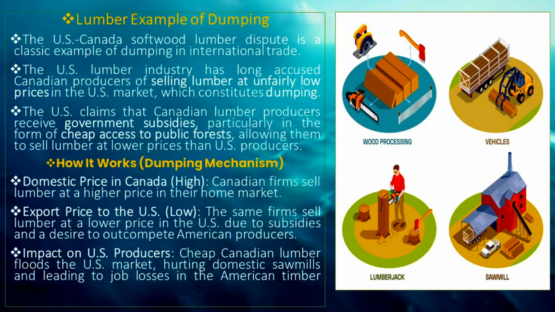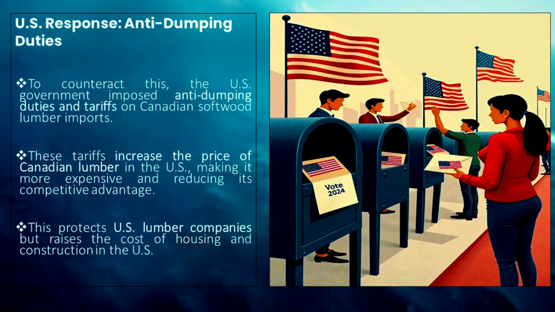outpace American producers. Now, the third stage is the impact on US producers. So ultimately what happens? Cheap Canadian lumber floods the US market, hurting domestic sawmills and leading to job losses in the American timber industries. Now we have to see what the US response is, that is, anti-dumping duties.